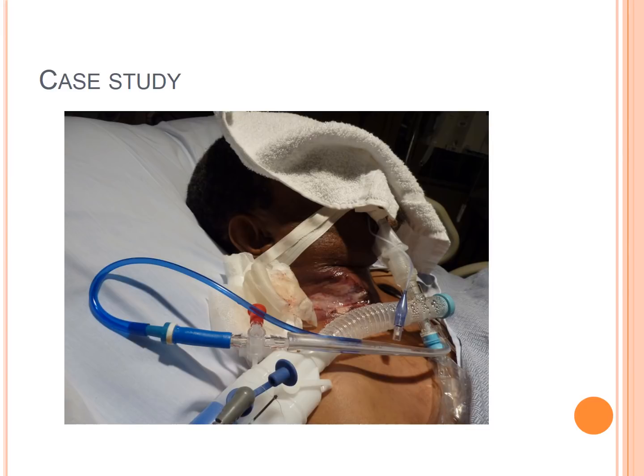So you can see here just a picture where they went in on the right side of the neck to remove the large mass. He's intubated with an endotracheal tube that is here. Okay.